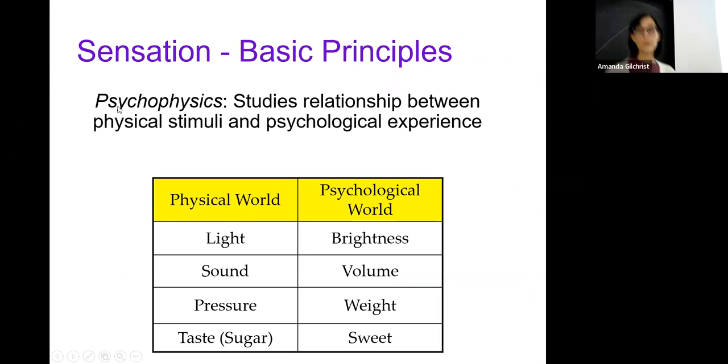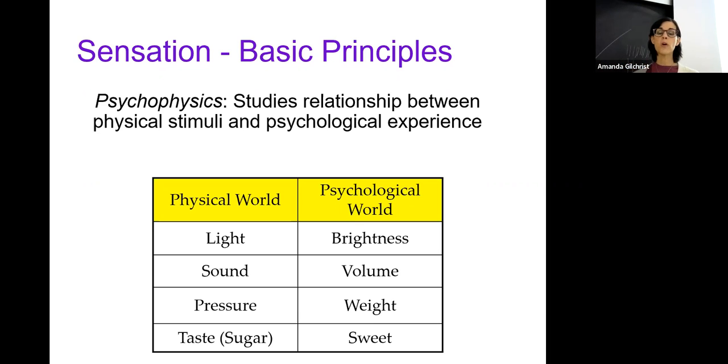So when we talk about the relationship between sensation and perception and our experience of a sense, we are talking about a branch of psychology called psychophysics. Psychophysics basically studies the relationship between physical stimuli and your psychological experience of those things. Now, I like talking about psychophysics because really it is the only time that we get to talk about laws in psychology. So there are a couple of laws. There are relationships between the physical world and how we experience them.